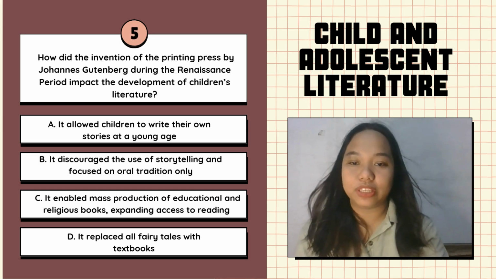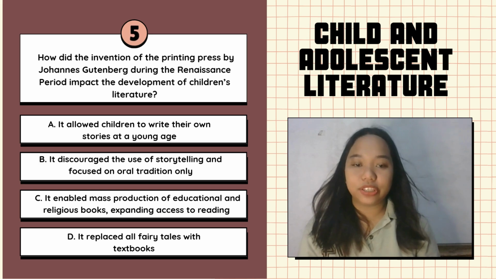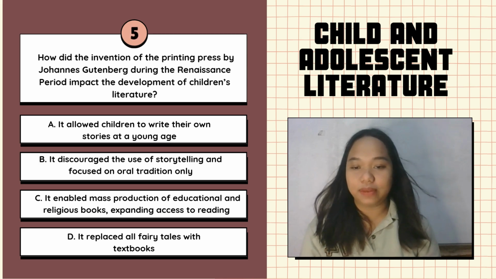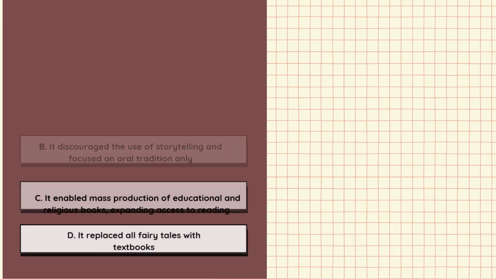Again, I will repeat the question. How did the invention of the printing press by Johannes Gutenberg during the Renaissance period impact the development of children's literature? Letter A, it allowed children to write their own stories at a young age. Letter B, it discouraged the use of storytelling and focused on oral tradition only. And letter C, it enabled mass production of educational and religious books, expanding access to reading. And lastly, letter D, it replaced all fairy tales with textbooks.